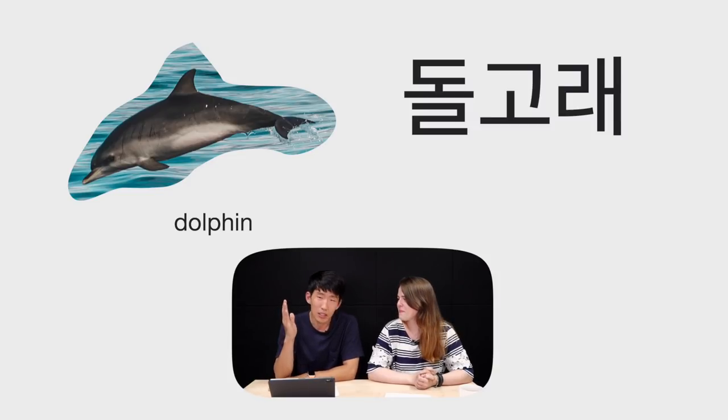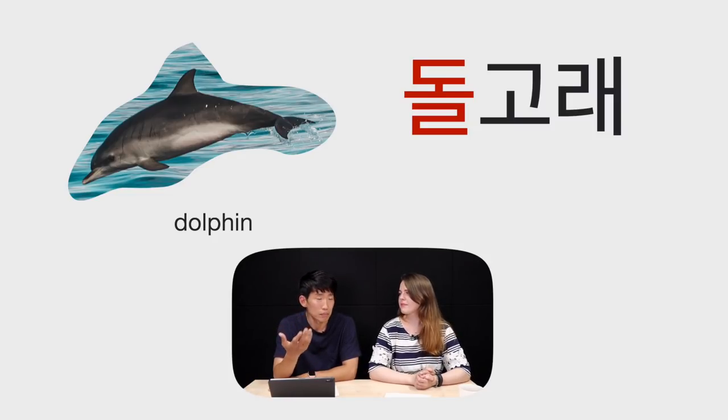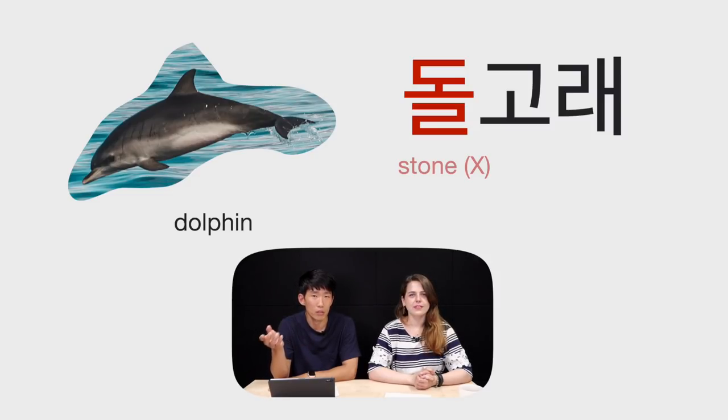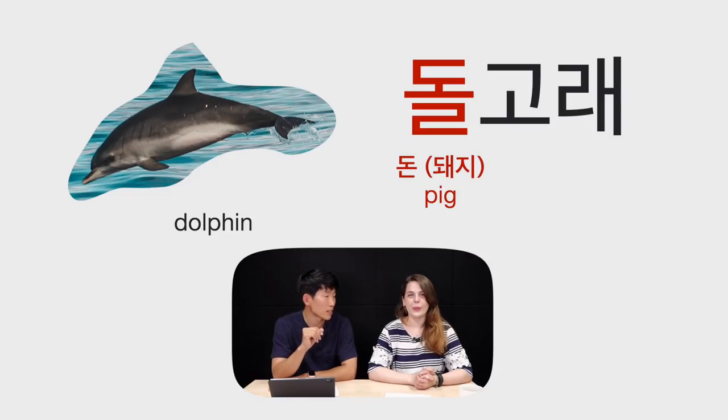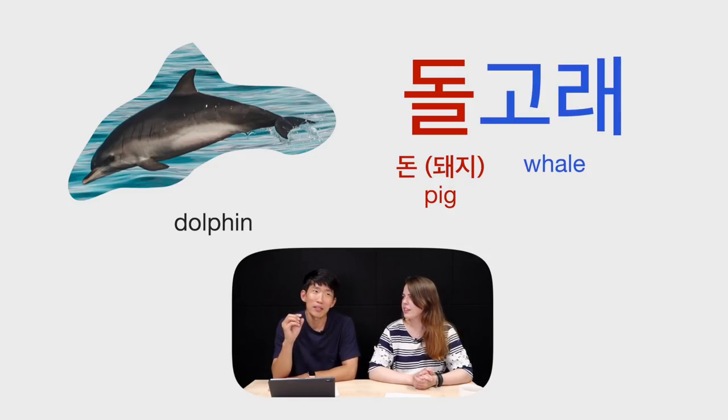So anyway, dolphins are called 돌고래. Contrary to popular belief, 돌 in this case doesn't mean stone. It's not a stone whale. 고래 is whale, and 돌 comes from 돈, 돼지, for pig. Pig whale. That makes even less sense to me. I guess to the Korean people who came up with this name, they looked like pigs. Maybe.